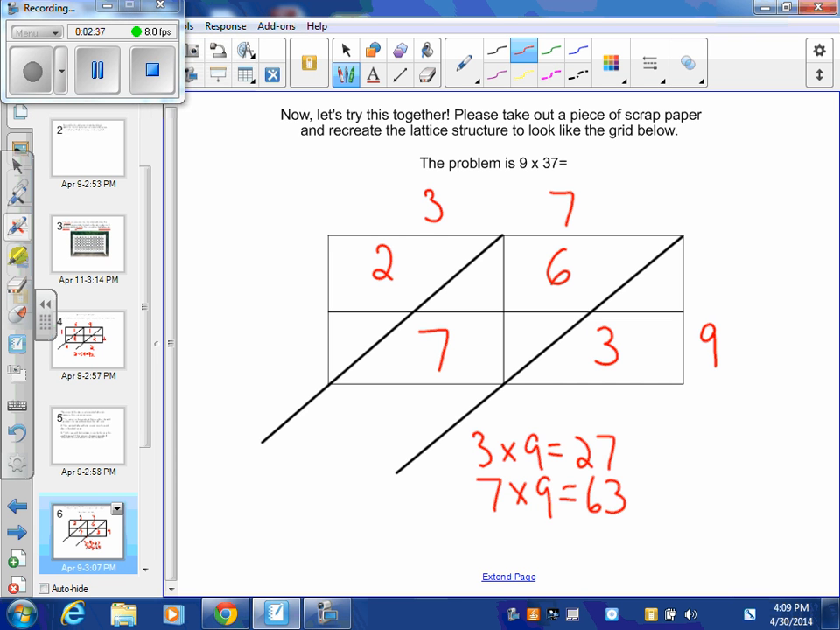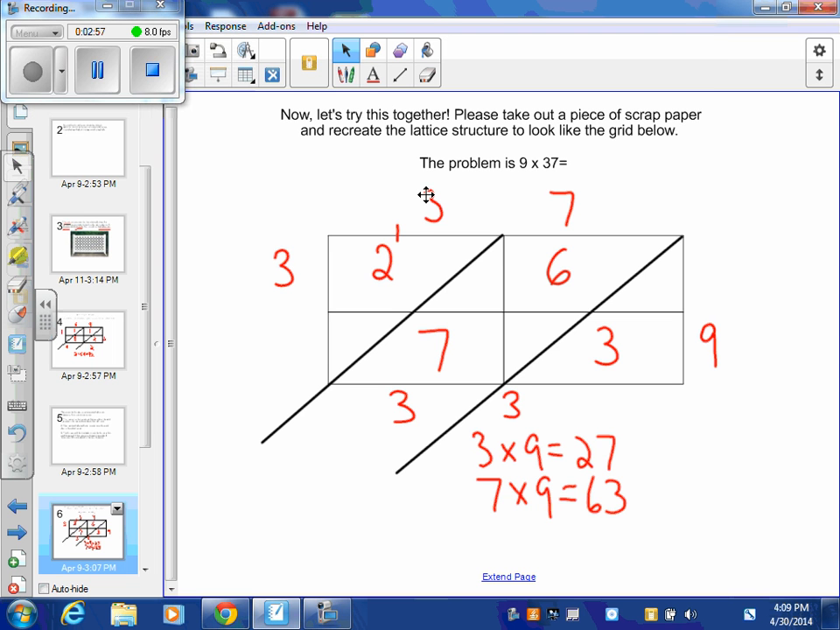Finally, we are ready to add. We will take 3 and bring it down here, then 7 plus 6, which equals 13. Because we have a 10, we carry it to our next diagonal. 2 plus 1 is 3.